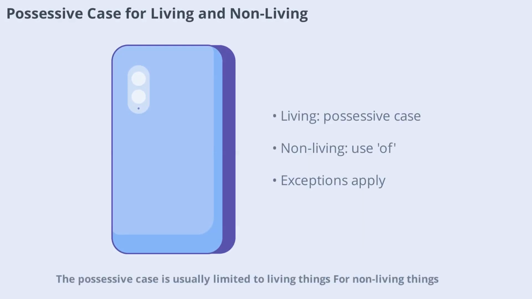The possessive case is usually limited to living things. For non-living things, use 'of' instead. For example, the cap of the pen instead of the pen's cap. However, non-living things can take the possessive case if personified or when denoting space, time, or weight, like a stone's throw.